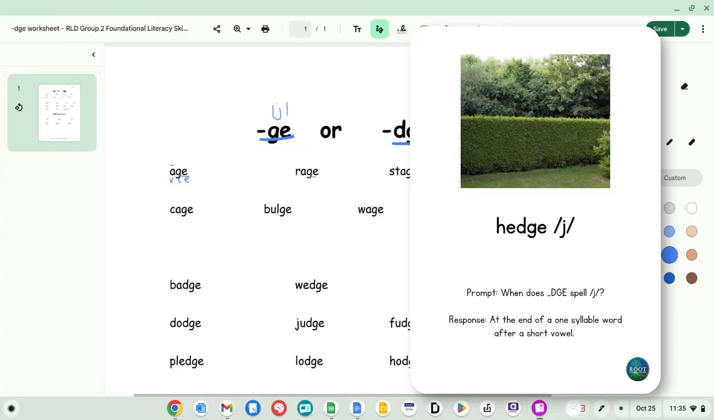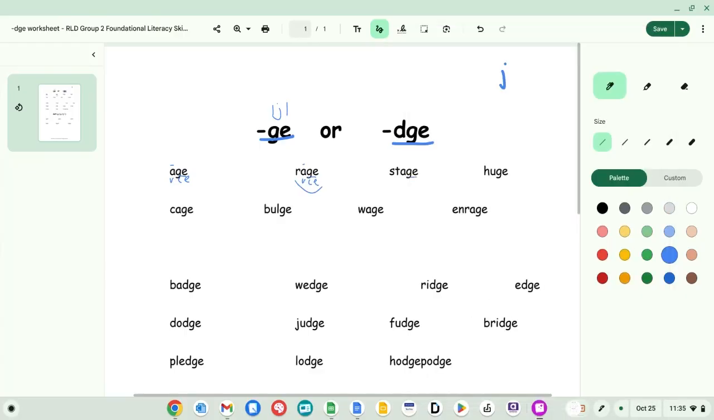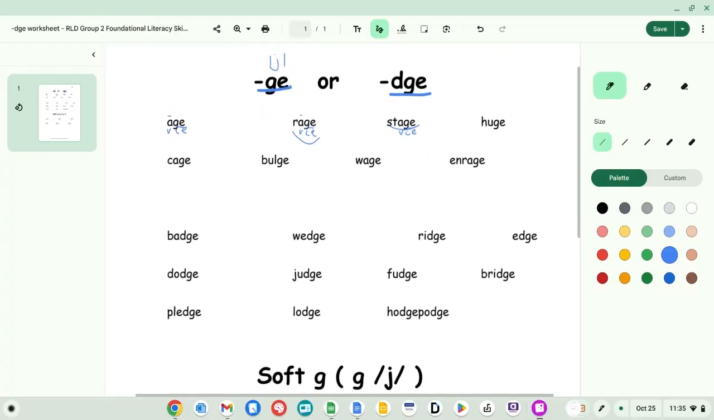Same here. I see the GE and I would mark vowel, consonant, E. It would say A, rage. The J is the GE, and I would mark vowel, consonant, E: stage. So we're going to keep practicing.